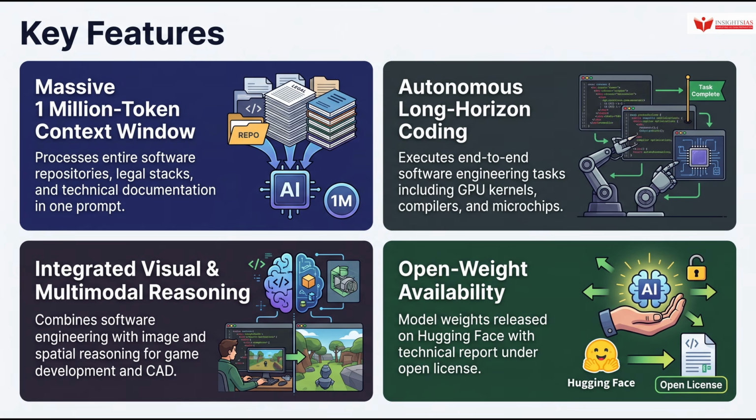and designing microchips. There's integrated visual and multimodal reasoning, combining core software engineering with image and spatial reasoning, supporting automated tasks in game development, front-end design, and computer-aided design (CAD). And there's open weight availability. Moonshot released full model weights on Hugging Face alongside a detailed technical report under an open license, enabling global self-hosting and research, a genuinely open approach compared to many closed-source Western AI models.